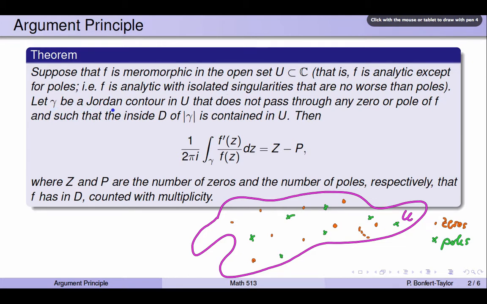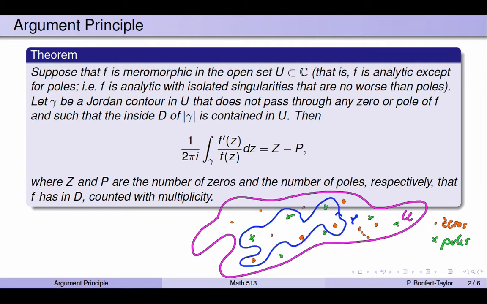Furthermore, let gamma be a Jordan contour in U that does not pass through any zero or pole of F. That's why I drew the zeros there as well, and not just the poles. So here's gamma, and I had a near miss here with this one zero, so it's not passing through that zero. And the inside of gamma is a Jordan contour, and so it has a clear inside and outside. It doesn't have any self-intersections. So here's the inside of gamma, and we call that D.